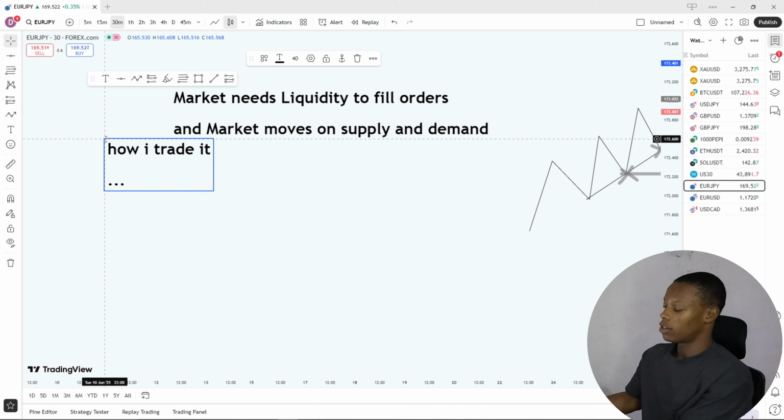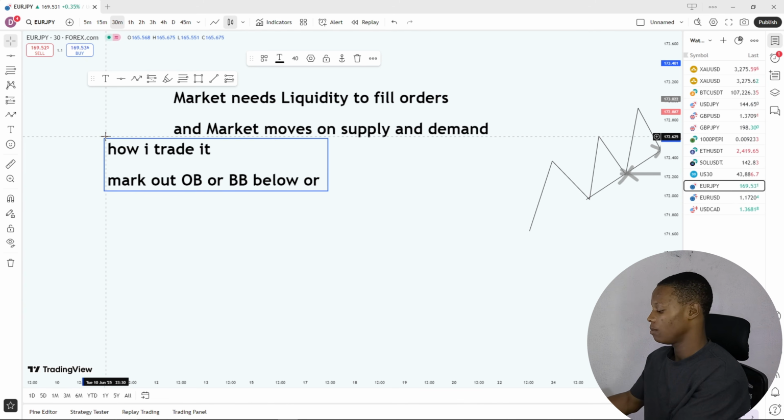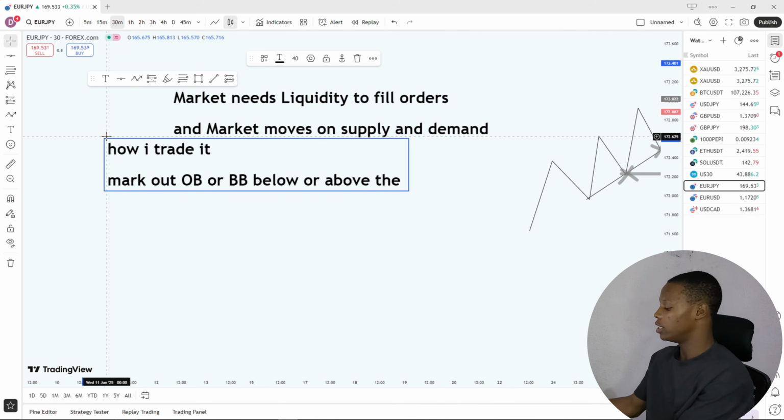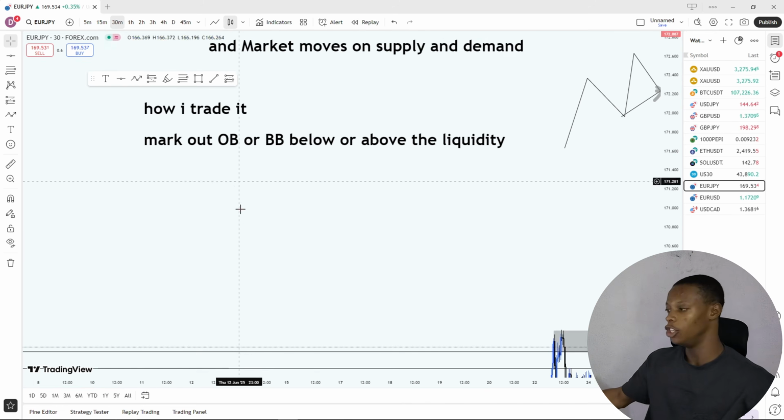Now, in trading, the first thing I do is mark out key levels, or I mark out key order blocks or breaker blocks, OB or BB, below or above the liquidity. And you know, the liquidity is going to be above or below a low or a high, which is generally what we call inducements in the market.